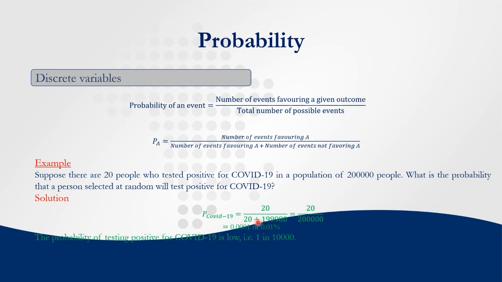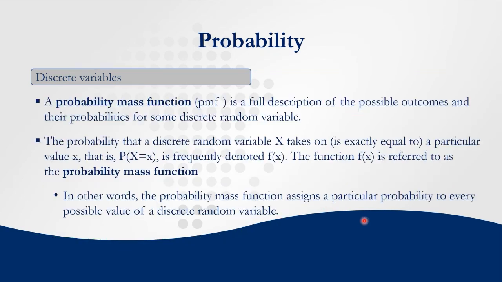I think maybe this one makes it clear that 20 is those who tested positive. Then we have those who didn't test positive. And then those who tested positive and those who didn't test positive give you your total possible outcomes or possible events. And then the one that is favored is the positive, which is 20.